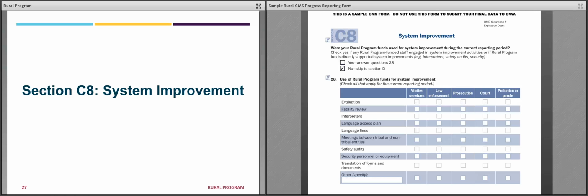If you did check yes and rural funds were used to support system improvement during the current reporting period, in question 28, you would indicate the system improvement activities engaged in during the current reporting period with rural program funds and identify the systems in which the improvement occurred. Please check all that apply.